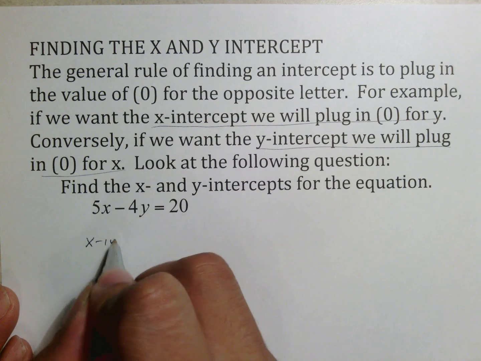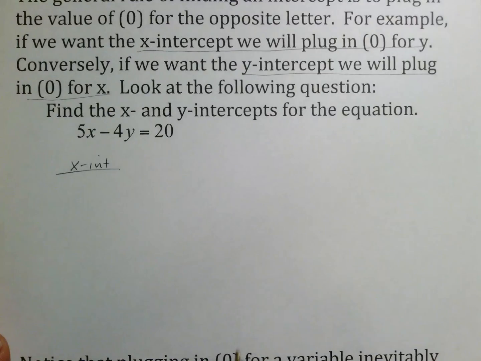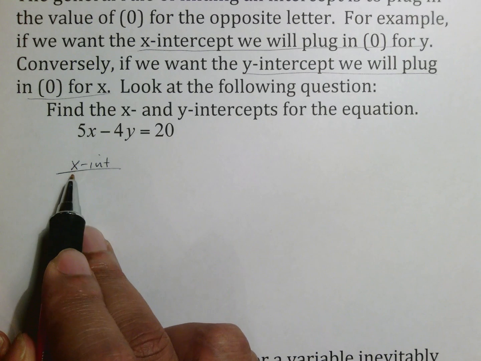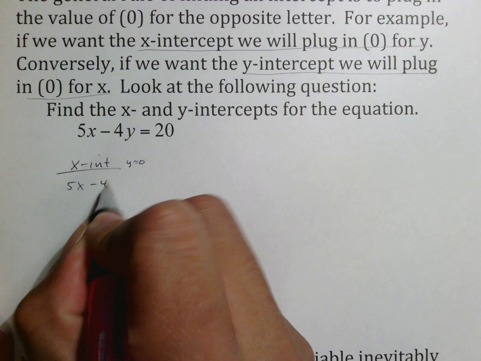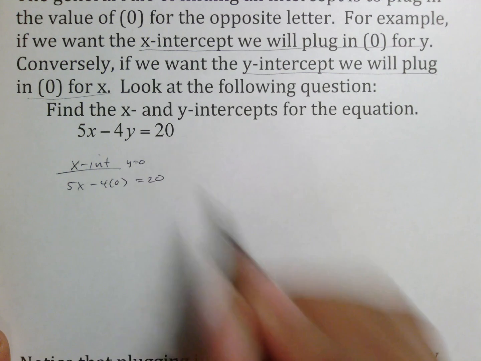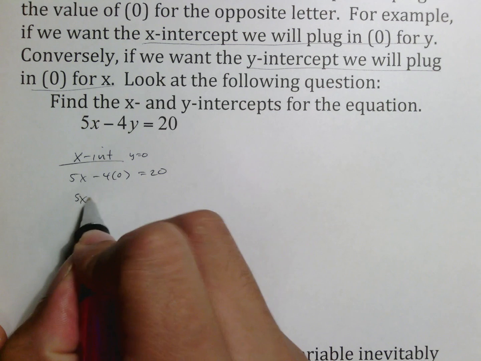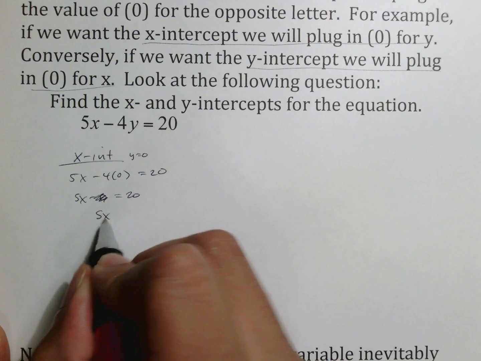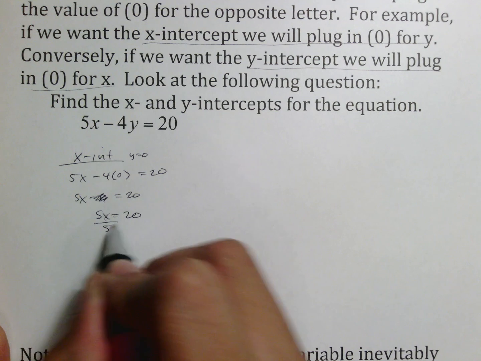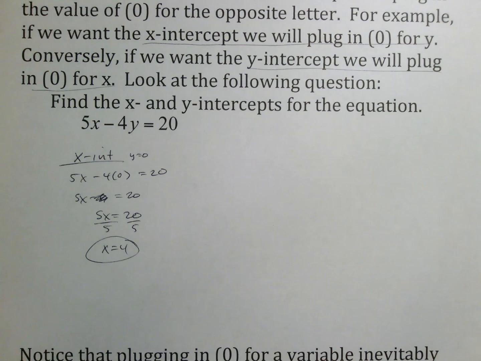So what I do is I've labeled the fact that I'm looking for my x-intercept. I then think about the fact that if I want the x-intercept, I plug in 0 for y. And so I write 5x minus 4 times 0 equals 20. Keep in mind that whenever I multiply something by 0, it gives me an answer of 0. And that pretty much disappears, giving me just 5x equals 20. And when I go to solve that, it means that my answer is x equals 4.